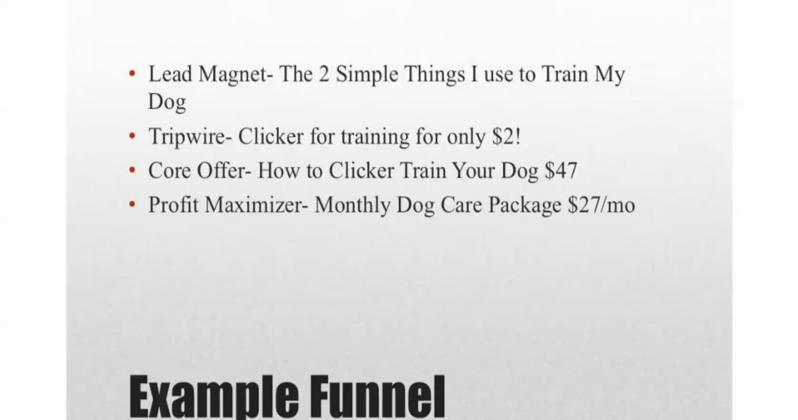You know that somebody has a dog because they're trying to clicker train them, and even if they don't take the core offer, you can still hit them with the profit maximizer, which would be a monthly dog care package. And there's also numerous other things you could throw in there. Maybe it's a grooming package if you offer dog grooming and you're local or something along those lines. Maybe it's in-person classes where you get to work alongside and clicker train the dog. Whatever it could be, it just has to be related.